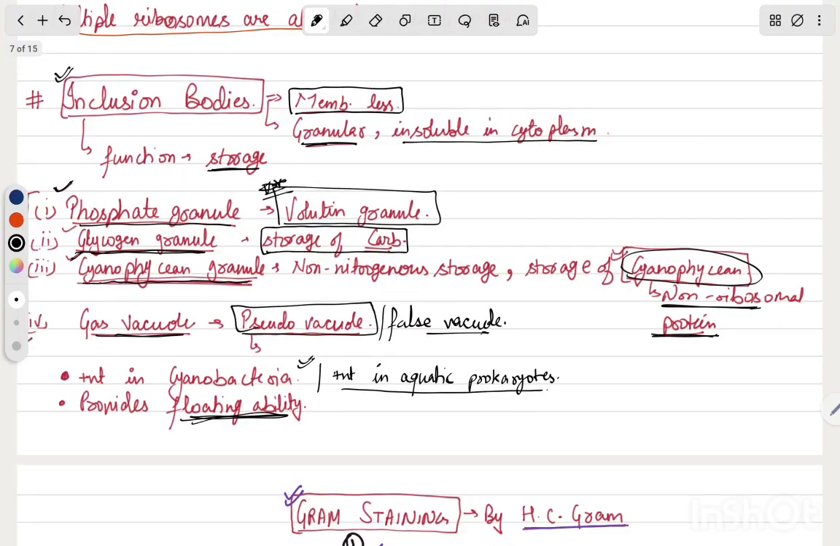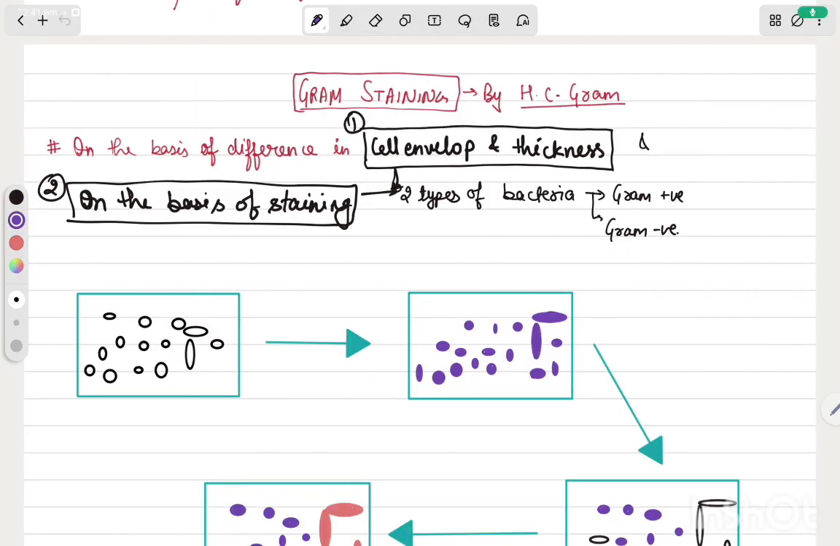In the next class, we'll be discussing the Gram staining procedure, right? Friends, today we'll discuss the Gram staining procedure. The Gram staining procedure was given by H.C. Gram. And what is Gram staining?